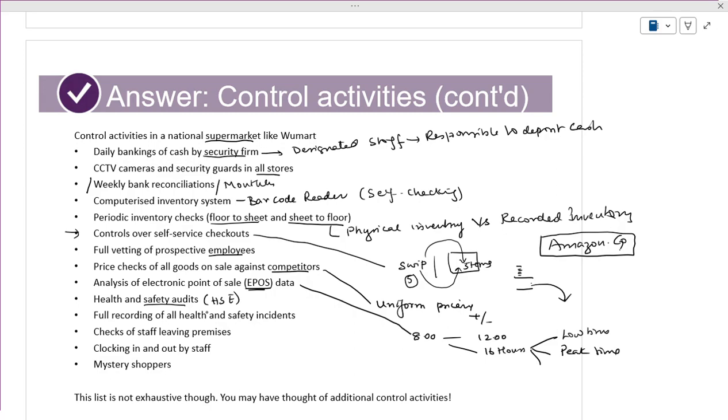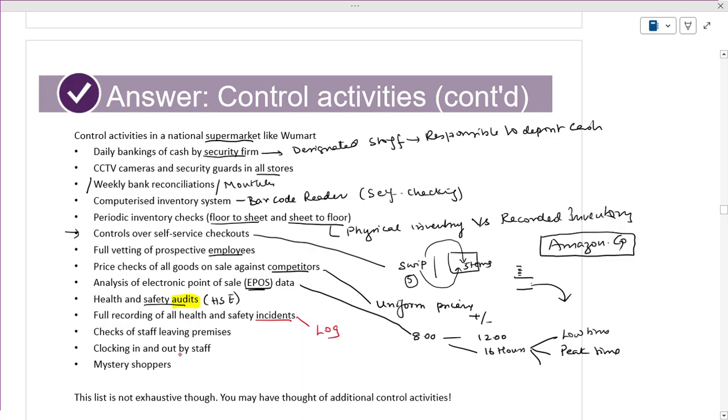Now, people are also concerned about health and safety audits. Full recording of all health and safety incidents. If anything happens, you should have a log.